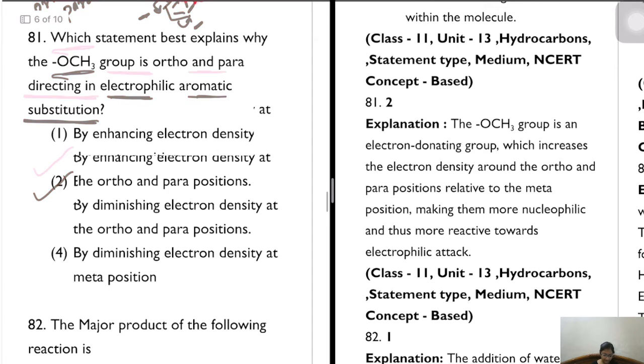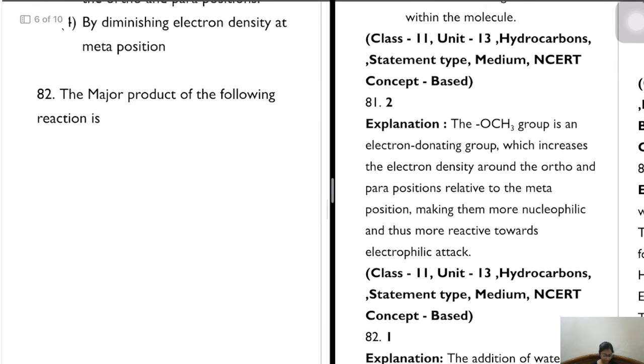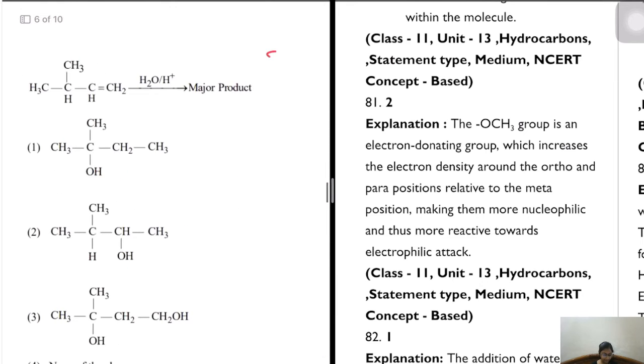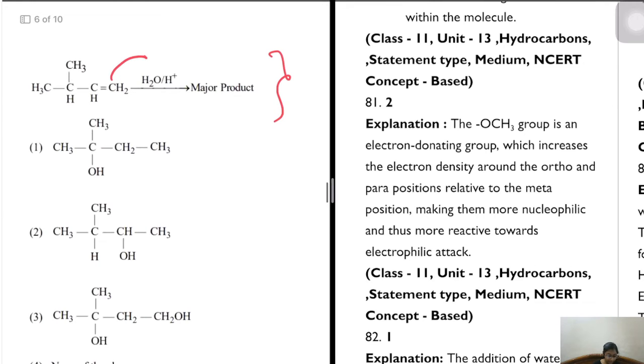Let's see the next question. The major product in the following reaction. This is the reaction given. What is asked? The major product. First of all, the attack would be here and a carbocation will be formed here. Then rearrangement will occur to get the stable carbocation, and the final carbocation will be formed here. So OH will be formed here. OH negative will approach here. So what is the correct answer? This.